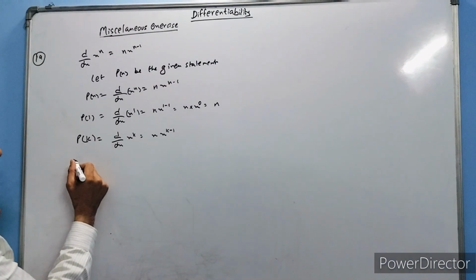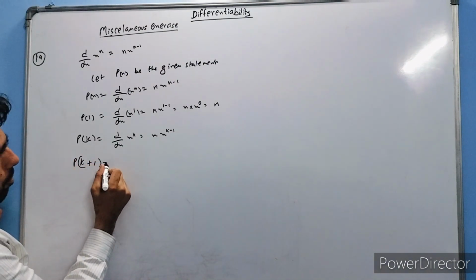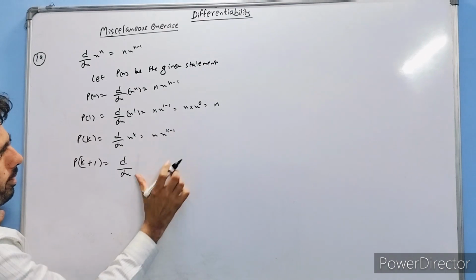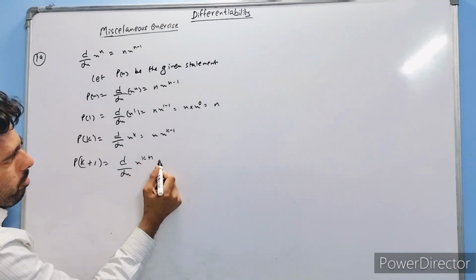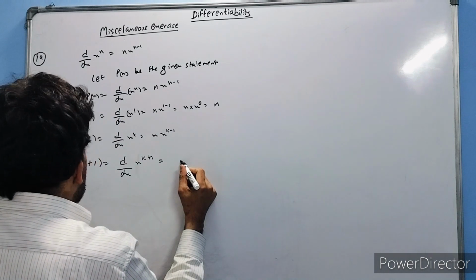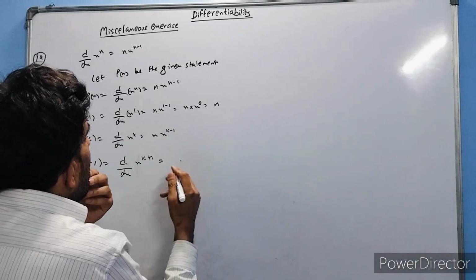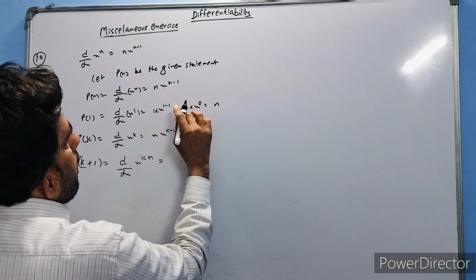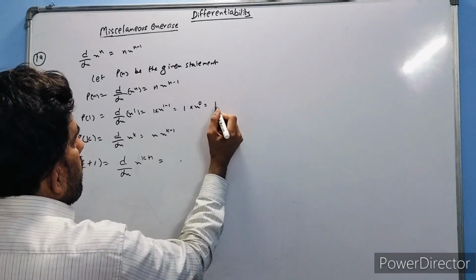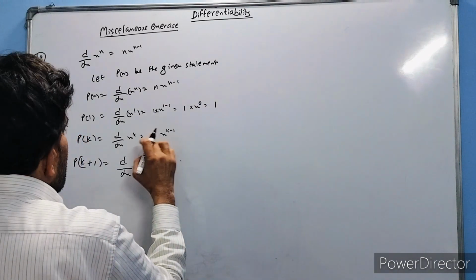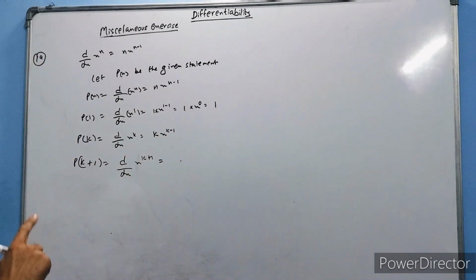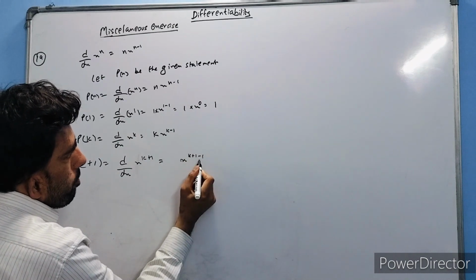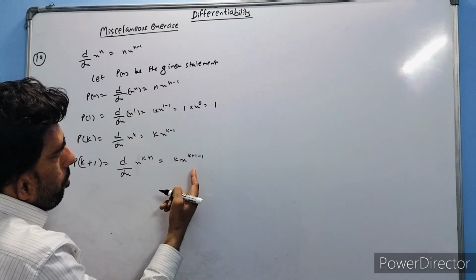If I try to prove for Pk plus 1, it will be d upon dx of x power k plus 1. So now we'll try to prove it. Here we have 1, so it will be 1 into 1, which is 1. Now for Pk we have this, and for k plus 1, now I am trying to prove it. So it will be x into k plus 1 minus 1 into k. So what will happen?